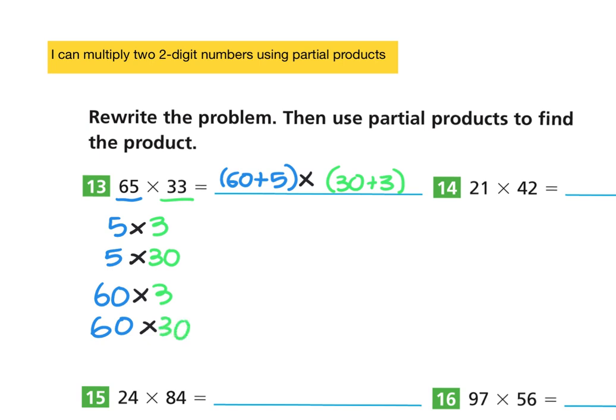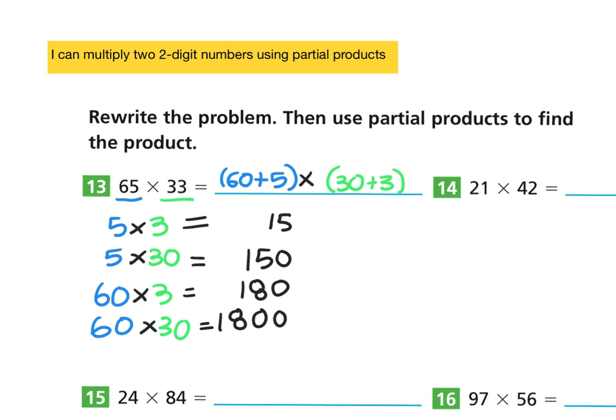Okay, so now let's find our partial products. Remember, products are the answer to multiplication problems, and we're finding each part of this overall product and then adding them together. So we have 5 times 3, and that is 15. 5 times 30, well, 5 times 3 is 15, and add our 0. 60 times 3, 6 times 3 is 18, and add a 0. And 60 times 30, 6 times 3 is 18. And then I need to add 2 zeros.